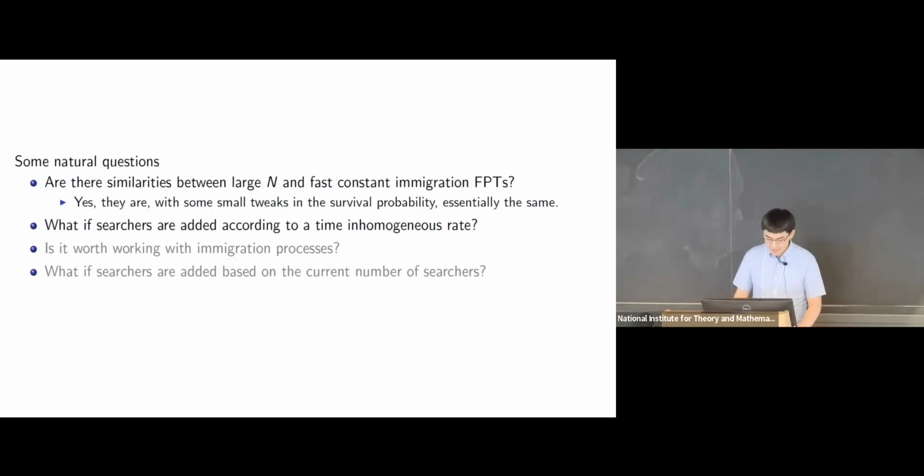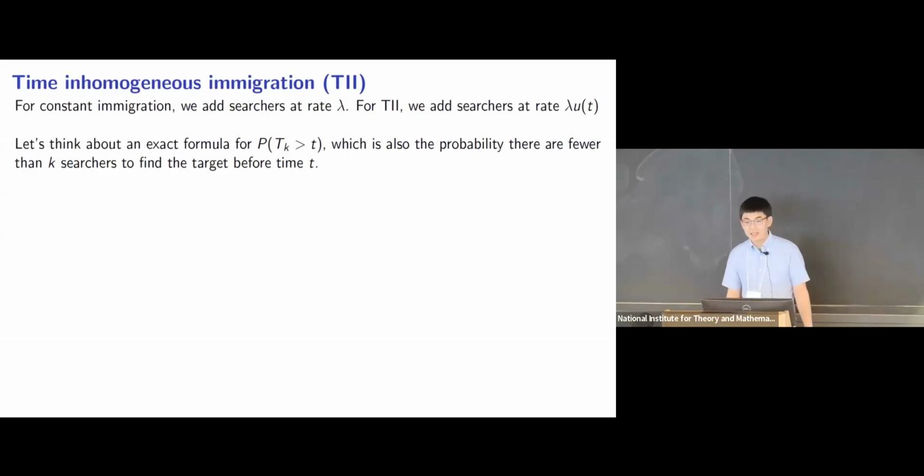Okay. So now let's talk a bit more about how searchers are being added, if they're being added according to this time inhomogeneous rate, which will also go back to Aaron's question a bit. And for this, let's think about the exact probability that K searchers have not found the target by some certain time t. I should clarify what I mean by time inhomogeneous immigration. Before, we were adding searchers at some constant rate lambda. Now we're adding them at rate lambda times some function of time.